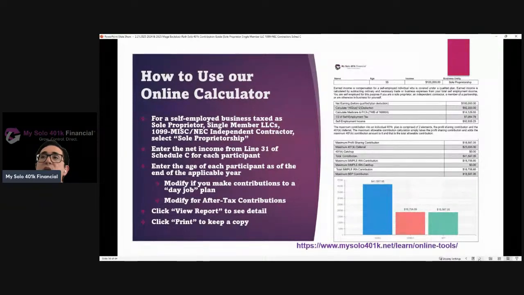You can choose the year. You can enter your net income from line 31, and it'll calculate 1/2 of self-employment tax for you. Now, it's not going to accommodate a scenario where you're making contributions to a day job plan, so you've got to modify in that scenario. You'd also need to modify if you're trying to make after-tax contributions. But you can view the report to see the detail. You can print to keep a copy.